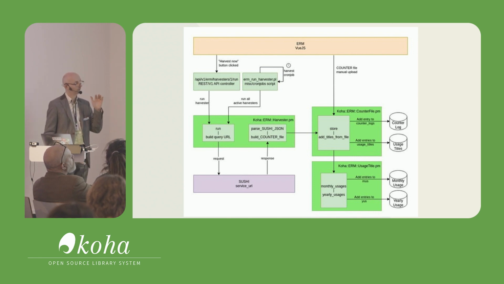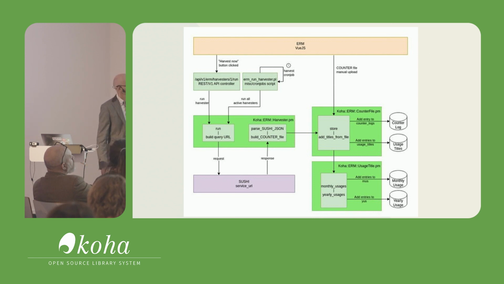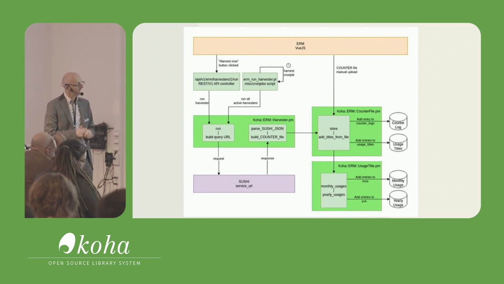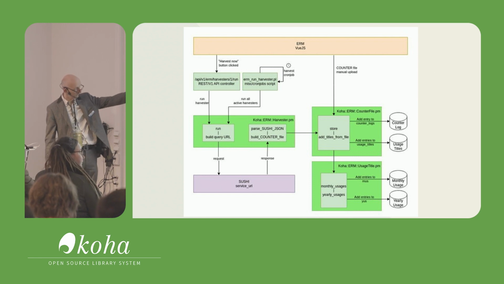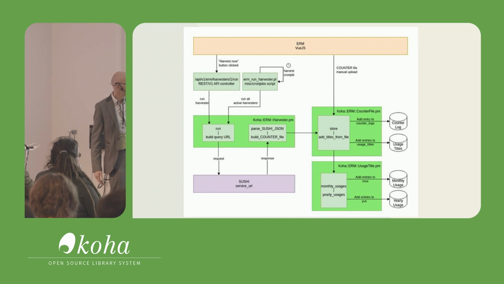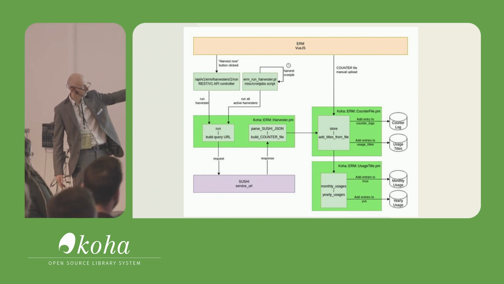So this is what we're doing with the SUSHI harvester. So the ERM, there's now a new API that is called when you say harvest now. And that builds a SUSHI connector, which goes out to the publisher's SUSHI service. The response from that is some JSON output, and that builds the COUNTER files.